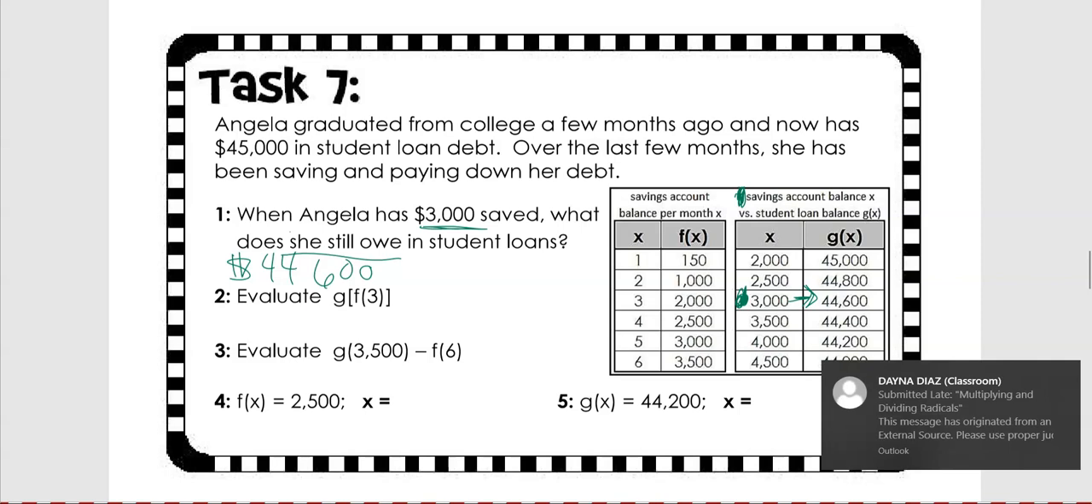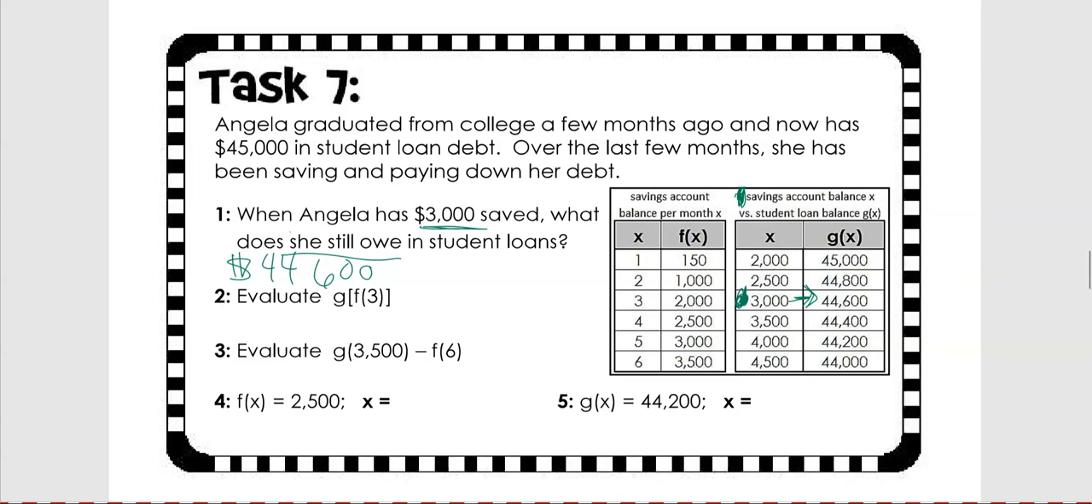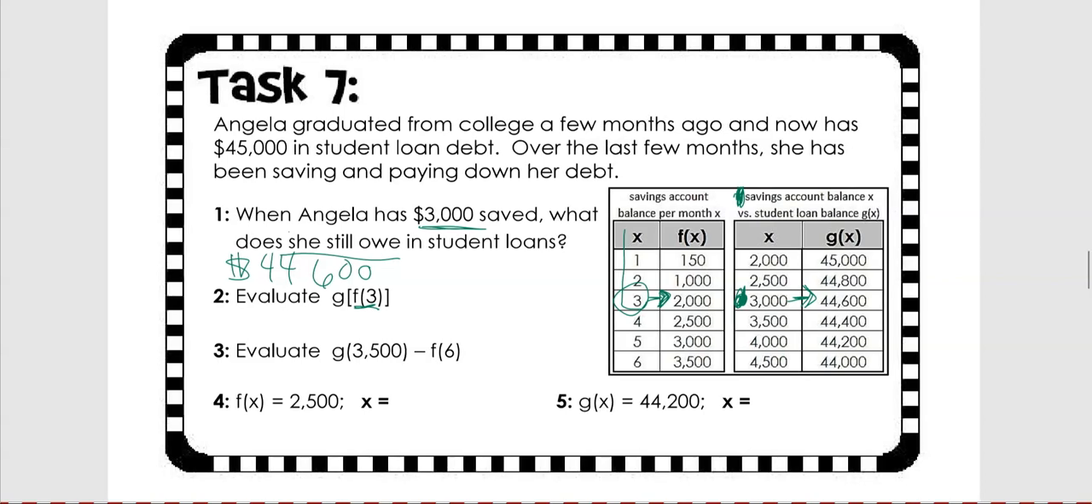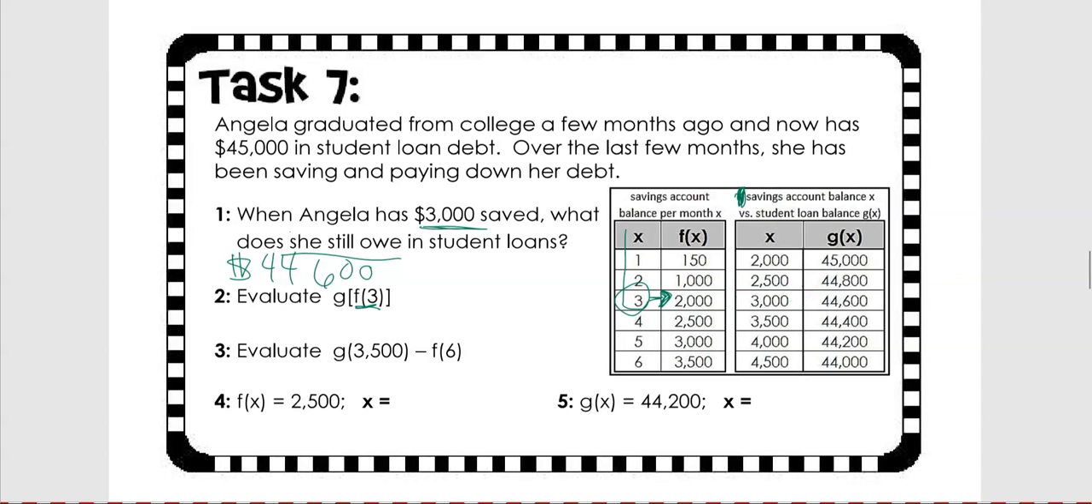Evaluate G of f of 3. So the way we're going to do G of f of 3 in this case is to go ahead and look at what is f of 3. Well, look here. We have our f equation, a savings account. So f of 3 gives me $2,000. Her savings balance is $2,000. So now I want to know what G of 2,000 is. So let's find out what G of 2,000 is. We have 2,000 here. G of X is $45,000. So looks like she did not pay anything for the first 3 months. That's normal.